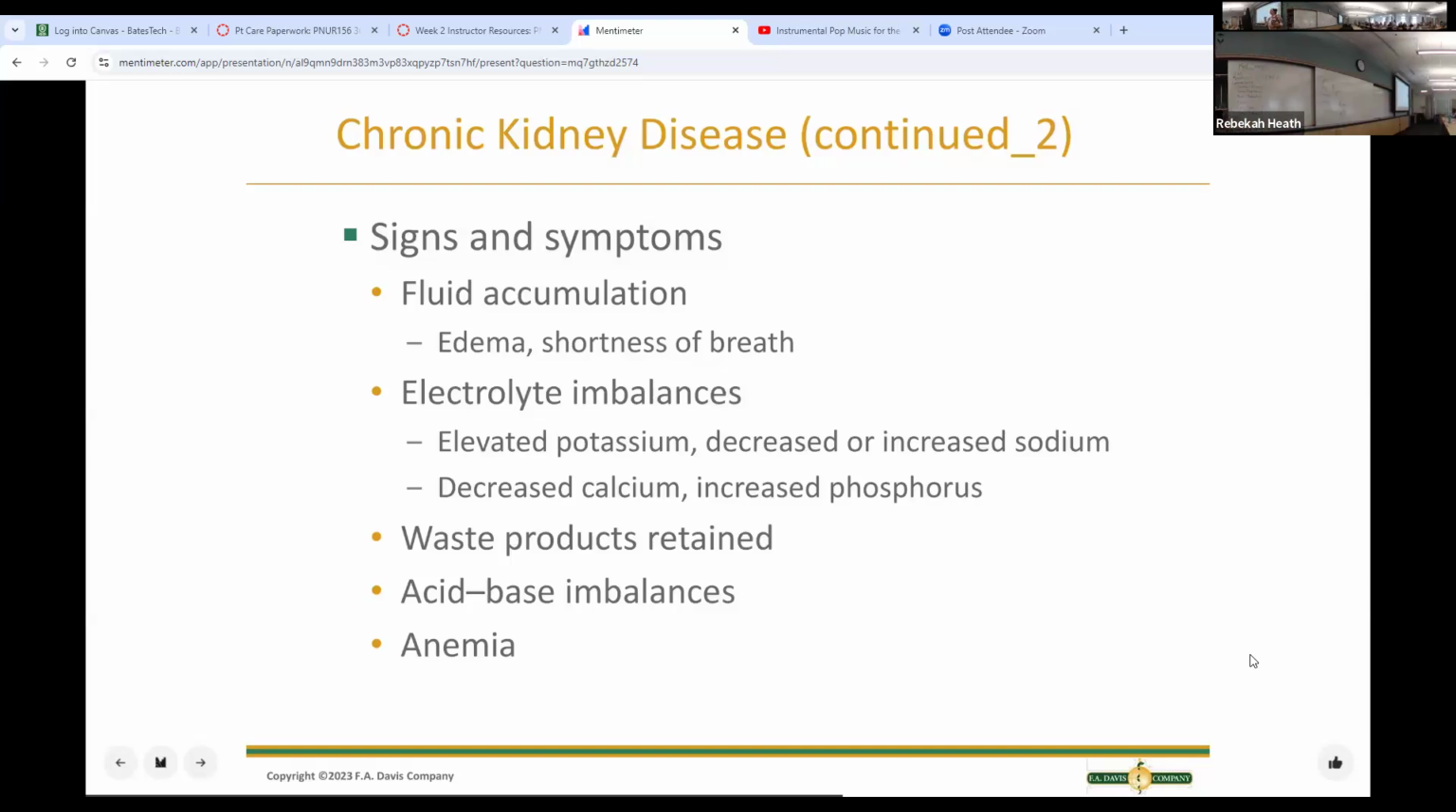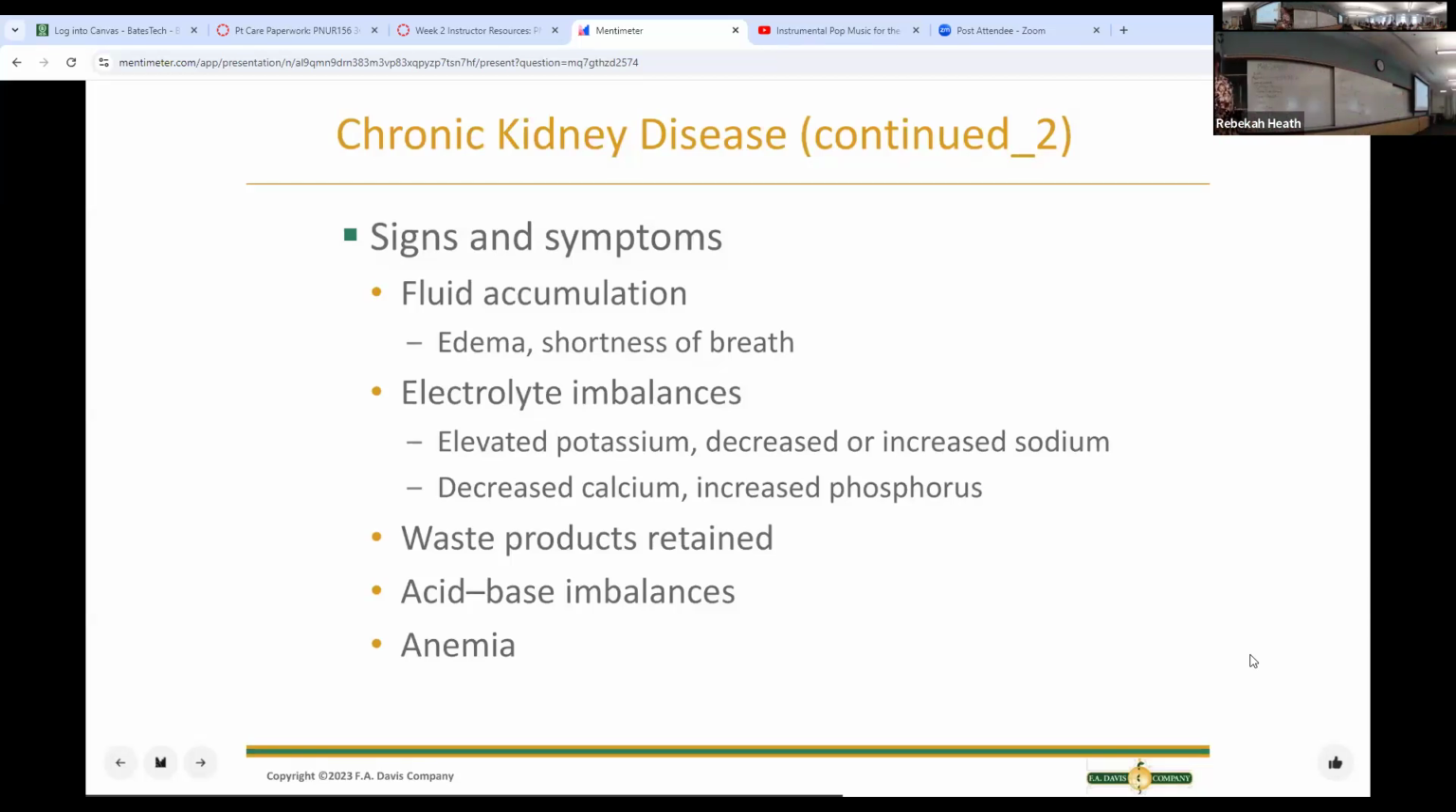They do have acid-base imbalances. If you go back to MedSurg 1, we talked about the different metabolic imbalances that you can have. Kidney disease drives a lot of it.